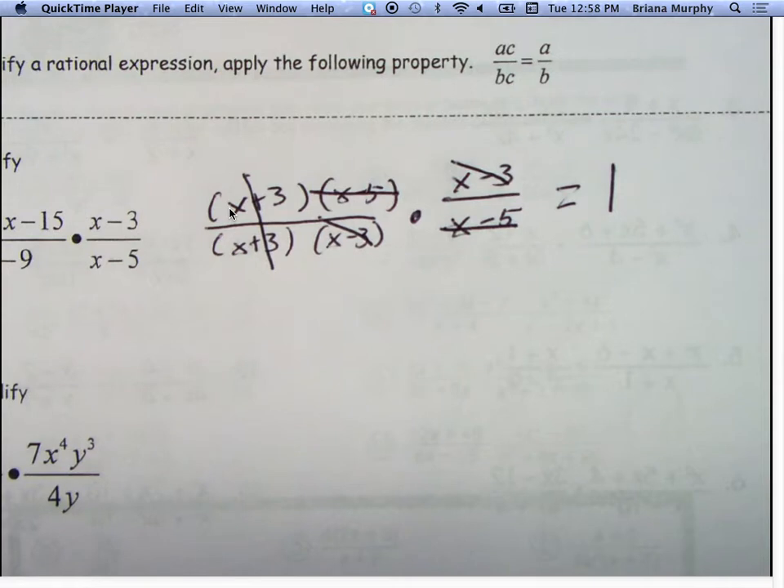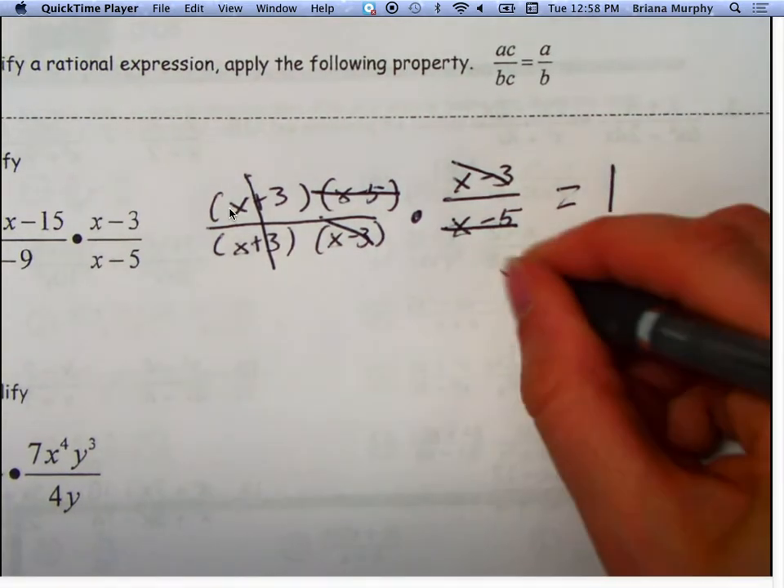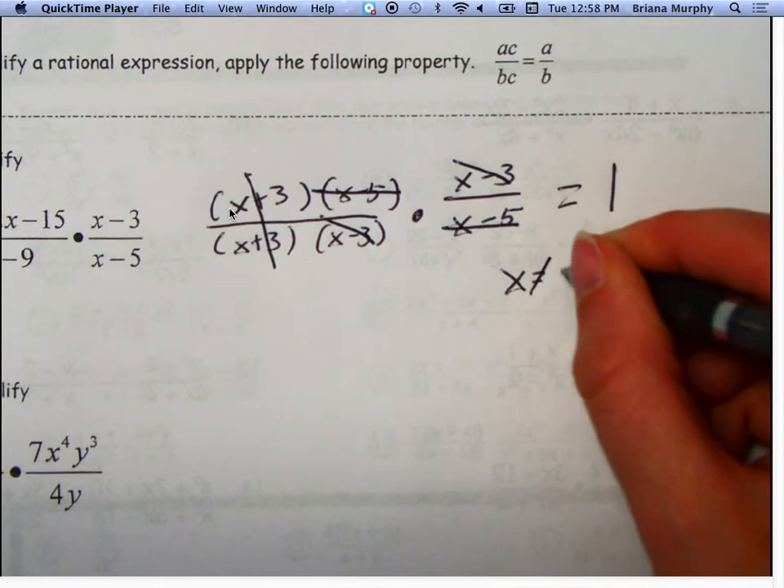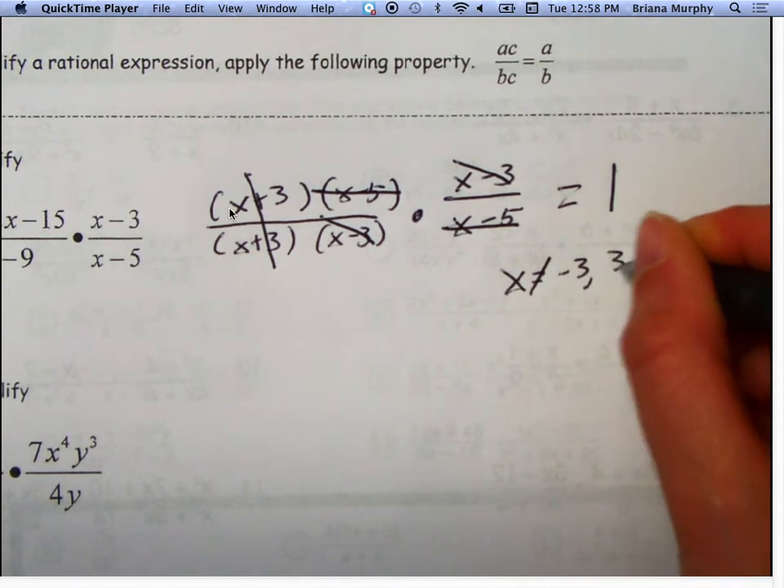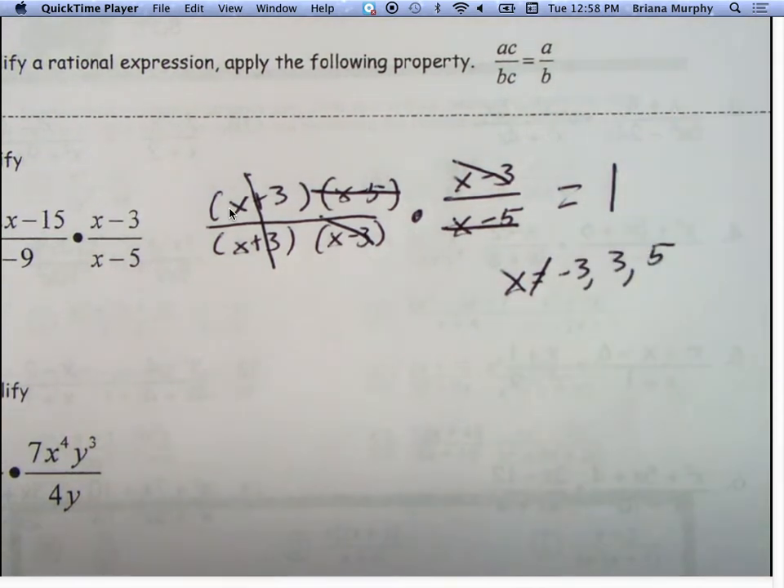Now let's talk about, again, what can x not be? X cannot be negative 3, positive 3, and positive 5, because what would happen? You'd have a 0 in the denominator, and you can't divide by 0. Do you have to write that? Yes.